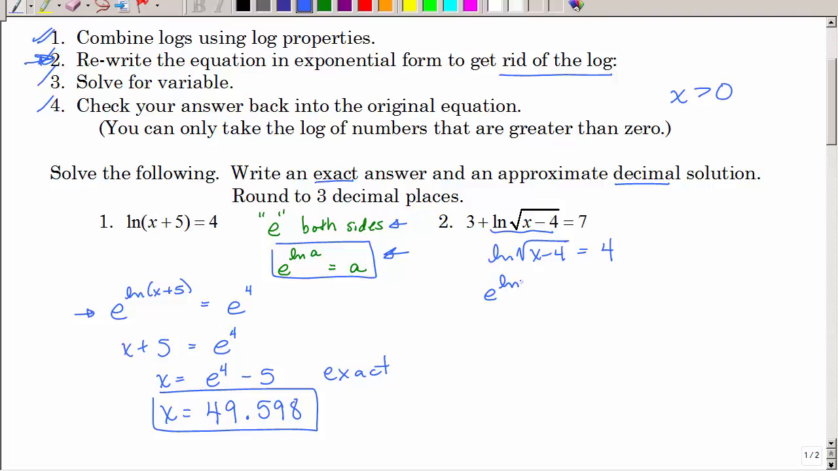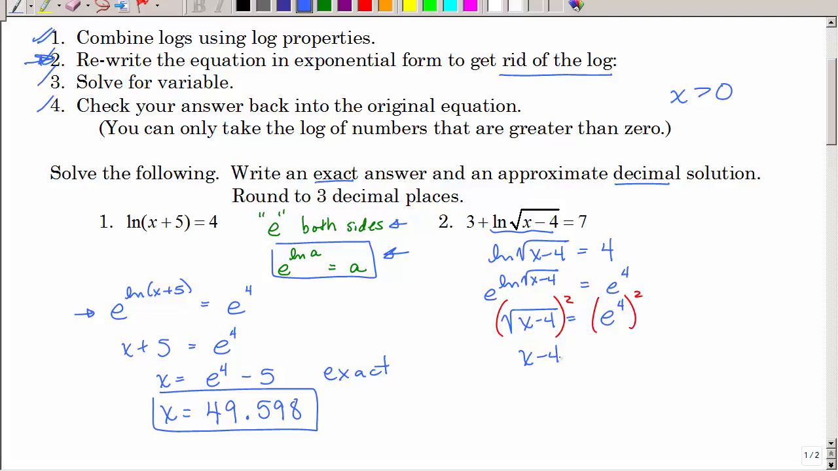Say e raised to the natural log of the square root of x minus 4 equals e to the 4th power. Just so happens it's the 4th power again. Now I have the square root of x minus 4 equals e to the 4th power. How am I going to solve for x? Go back to algebra. What gets rid of a square root is squaring both sides.